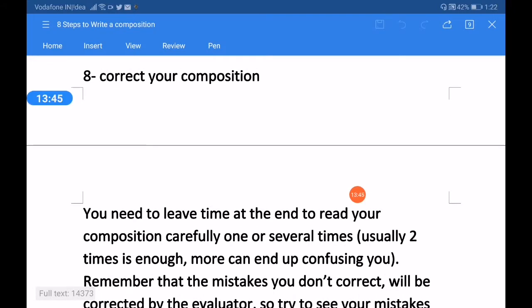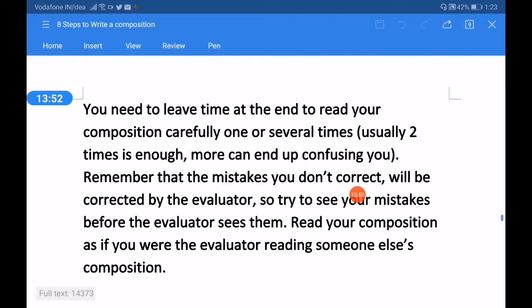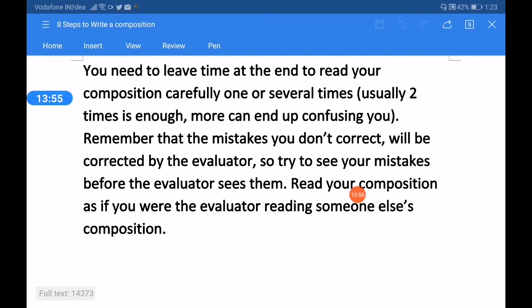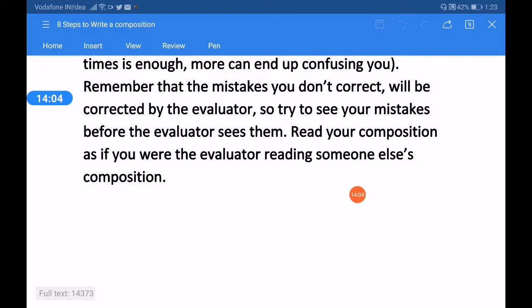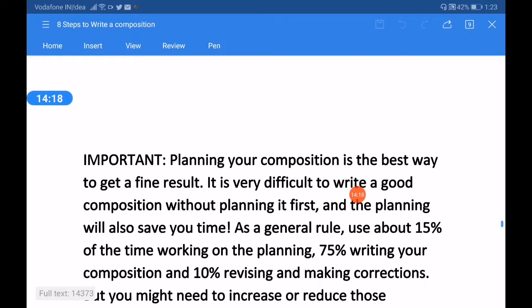Point number 8, correct your composition. You need to leave time at the end to read your composition carefully, one or several times. Several here means usually two times is enough. More can end up confusing you. Remember that the mistakes you don't correct will be corrected by the evaluator, so try to see your mistakes before the evaluator sees them. Read your composition as if you were the evaluator reading someone else's composition.